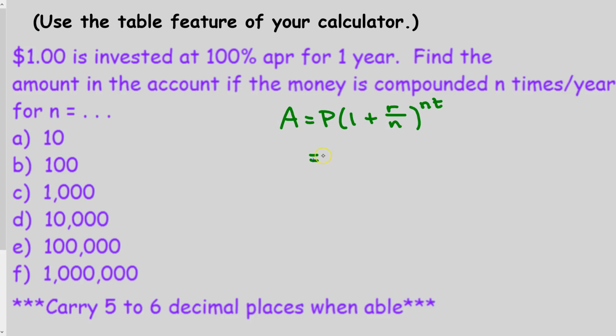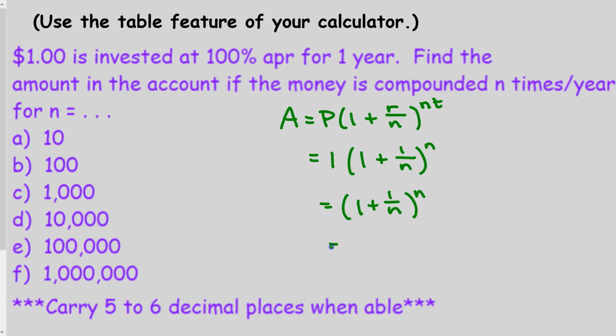we're looking for A, the amount. We're investing $1, that's the principal. The interest rate is 100%, and when converted to a decimal, that's a 1. We're going to try different values of n, and we're doing this for 1 year, so it's just to the power n times 1. And we don't need this initial 1 here. So what we're doing is 1 plus 1 over n to the n power.